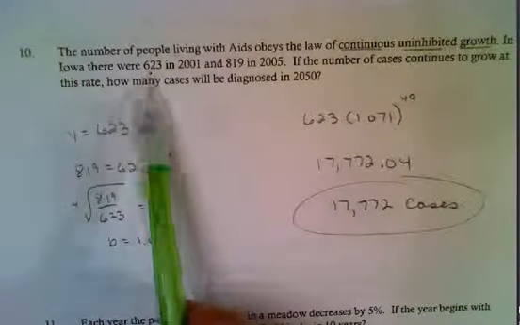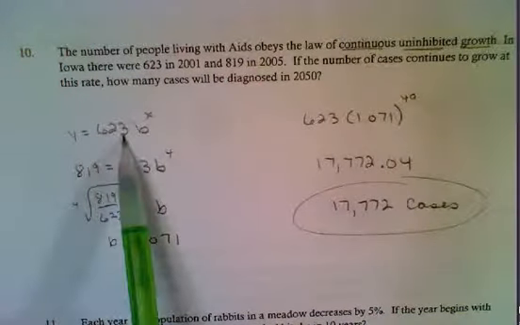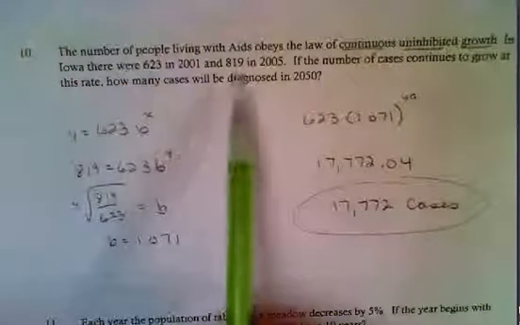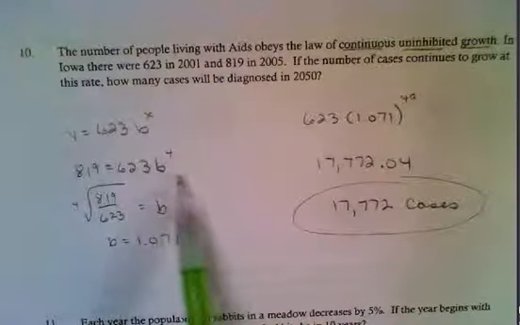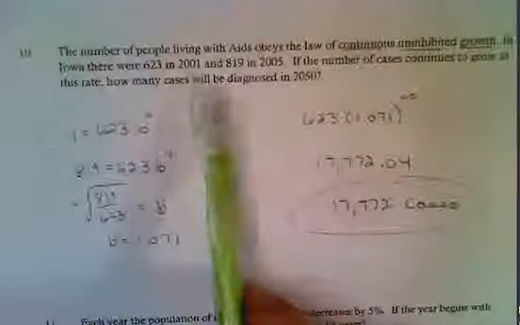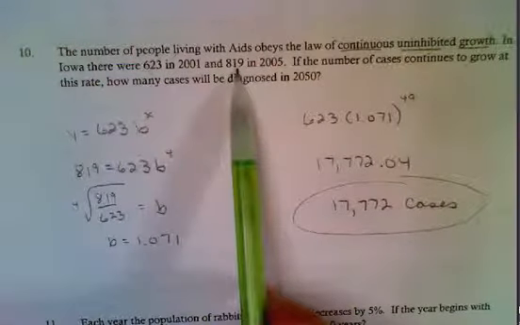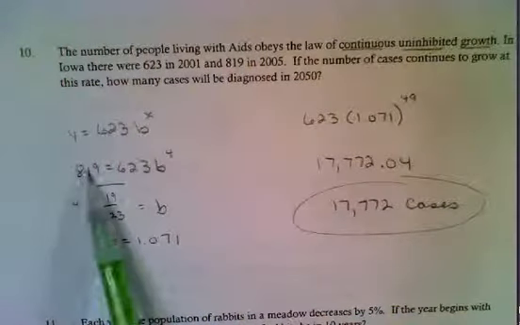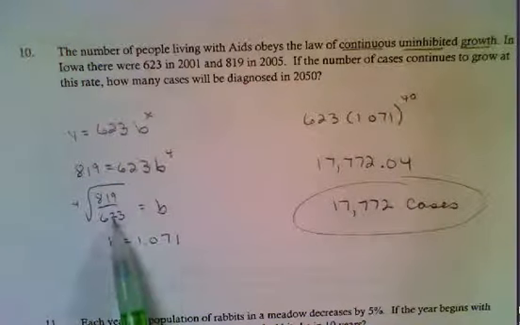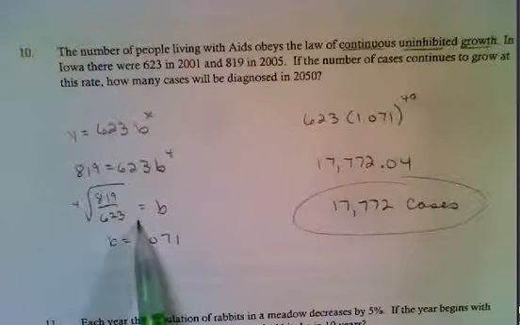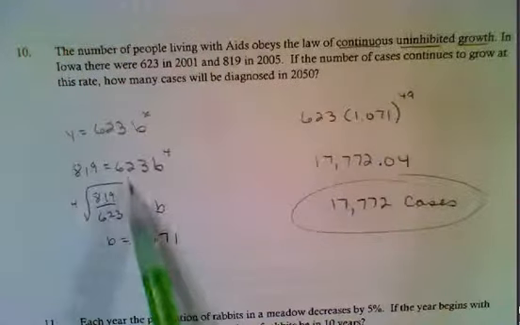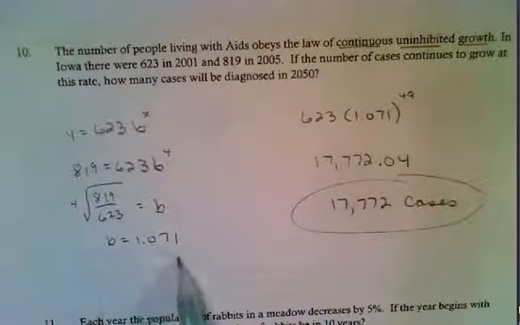So there were 623 originally, so that's my original amount, my start value. And in 2005, so that's 4 years later, so when t is 4, because it's 4 years away from that, it was 819. So I divided. I had b to the 4th is equal to this value, so I had to take the 4th root of that, or you can raise it to the 1/4 power. I got my b value.